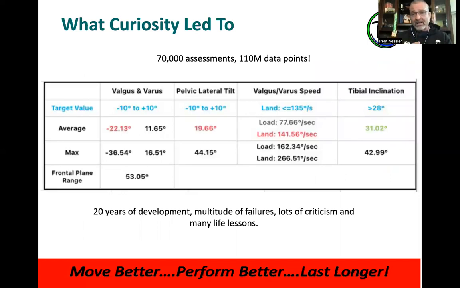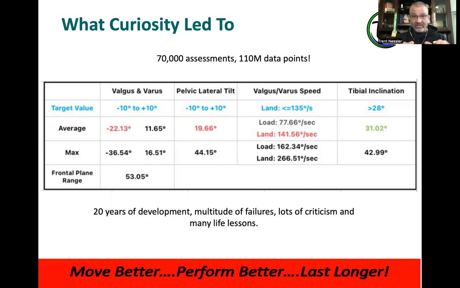So this is one of the things I put in here, because this is what my curiosity led to. In 2017, we released a wearable sensor technology to assess these biomechanical risk factors. We'll talk about those in a minute. Since 2017, we've collected data on over 70,000 athletes across the US. That equates to 110 million data points for human movement. So we're able to see trends at a much higher rate.